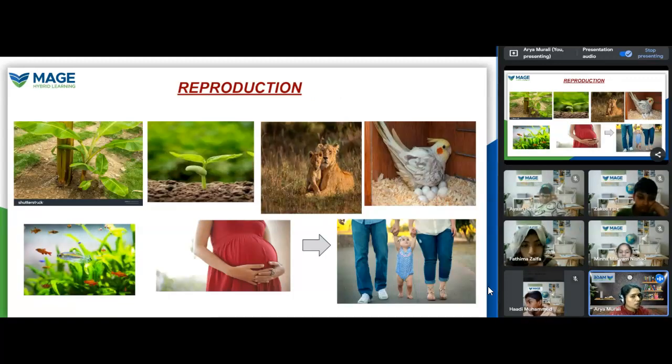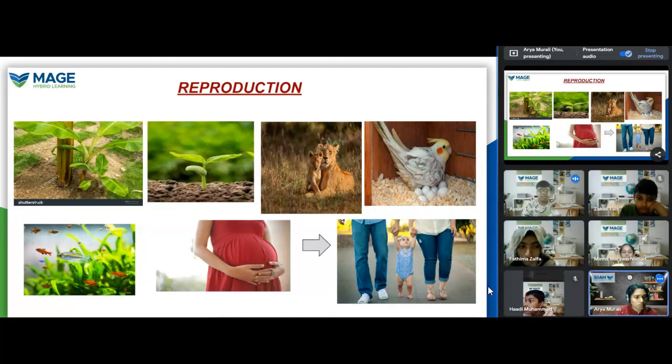Next is reproduction. What is reproduction? Reproduction means giving birth to young ones or making the next generation. That process is called reproduction. Is it similar in plants, animals, birds? Is it all similar? No. So, what's the case of a plant?